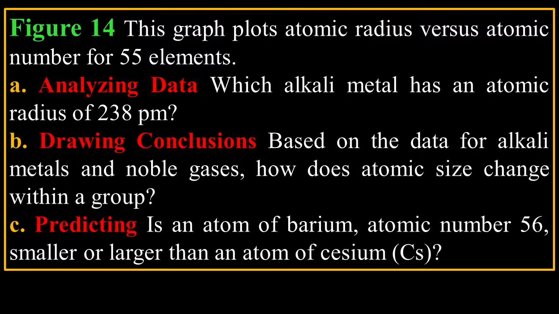Figure 14, the graph plots atomic radius versus atomic number for 55 elements. Analyzing the data: which alkali metal has an atomic radius of 238? Drawing conclusions based on the data for alkali metals and noble gases: how does atomic size change within a group? Predicting: is an atom of barium, atomic number 56, smaller or larger than an atom of cesium, capital C, small s?